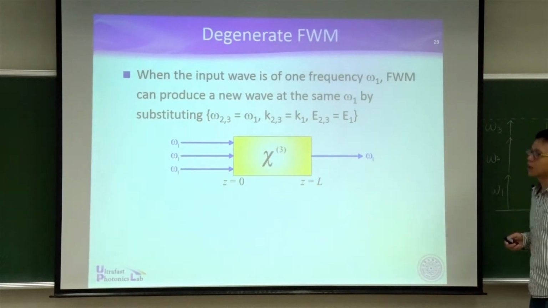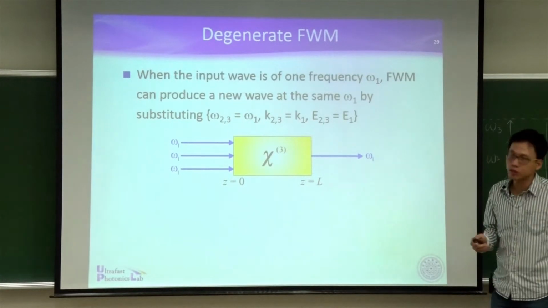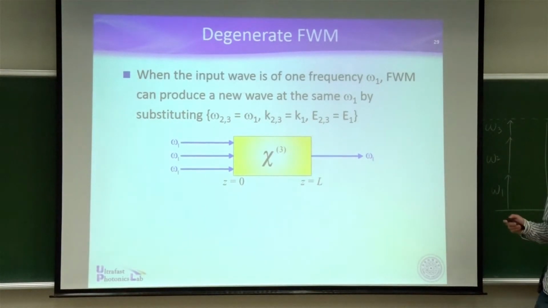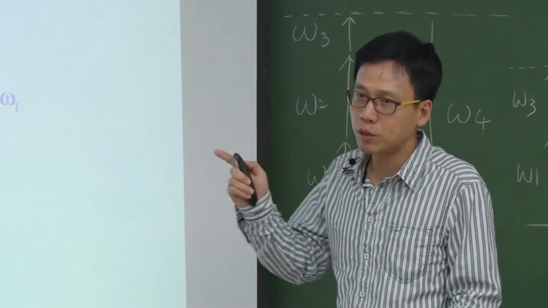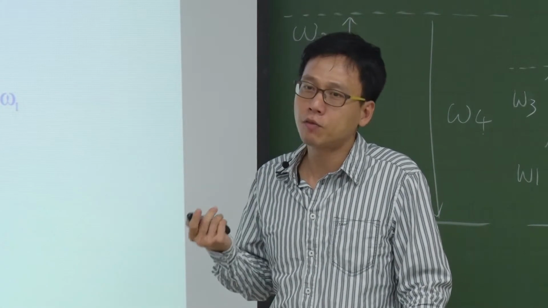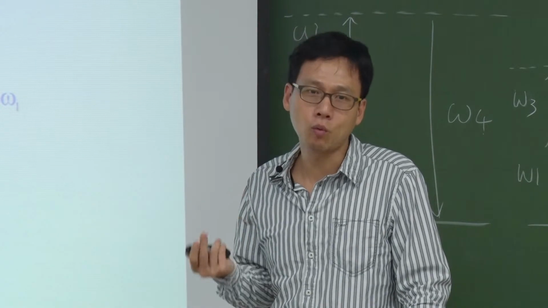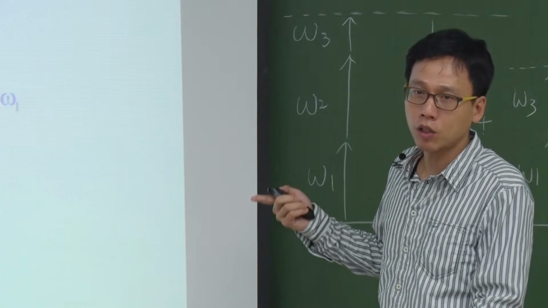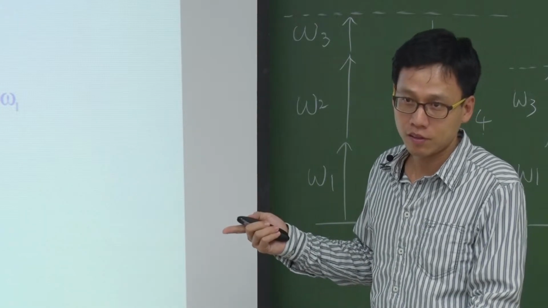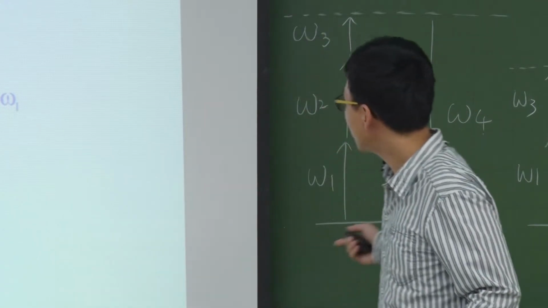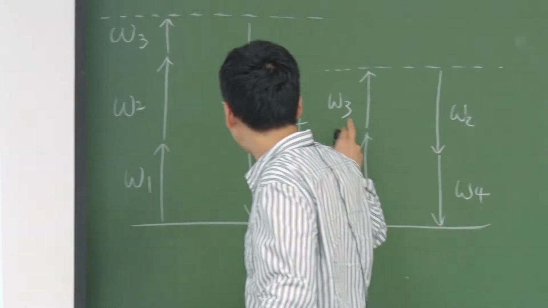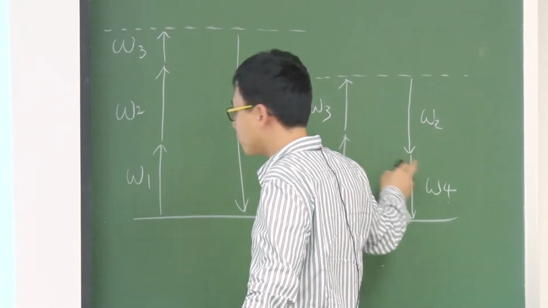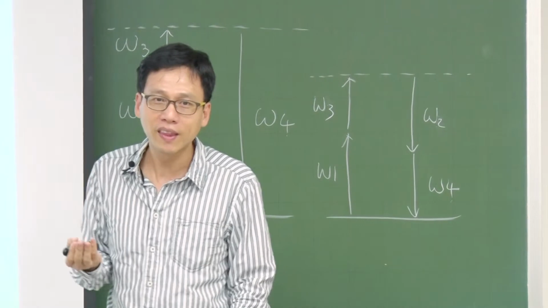Then we think about the spatial case, degenerate four-wave mixing. Okay? So if we have only one input wave, then I have only one input frequency, omega 1. Can we still borrow the model of four-wave mixing? The answer is yes.